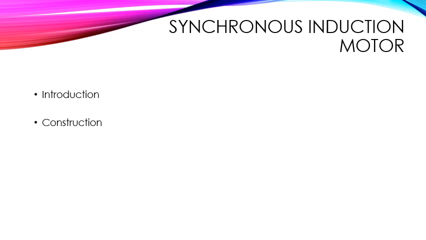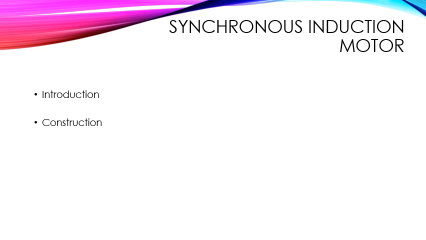Now construction. The secondary winding of a synchronous induction motor consists of a polyphase winding, that is of the three-phase type, and the rotor is uniformly slotted around the whole periphery. There is no saliency. It is a round rotor machine, that means a non-salient or cylindrical type rotor machine. The secondary winding is on the rotor. The stator is the same as that of a three-phase induction motor.